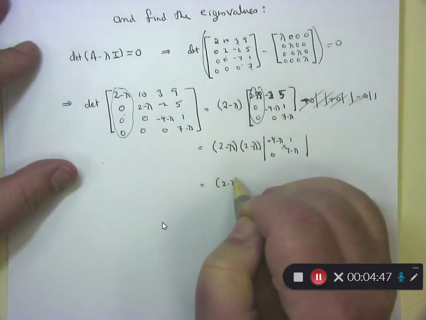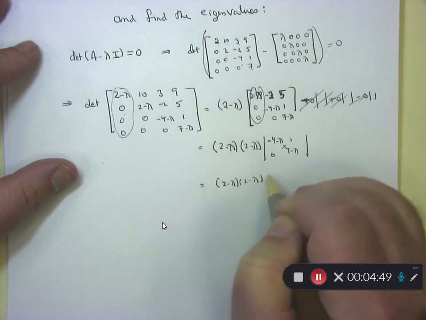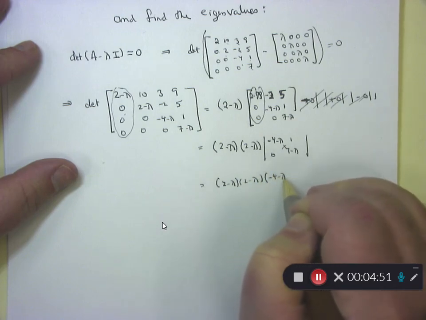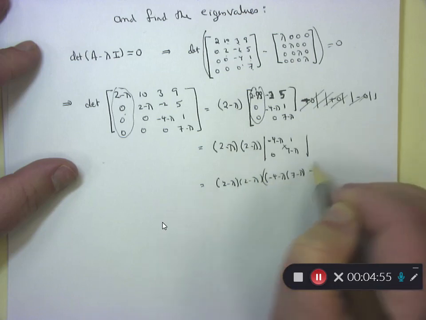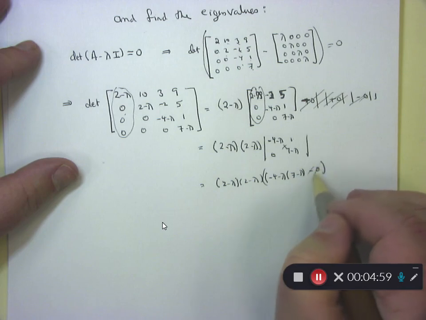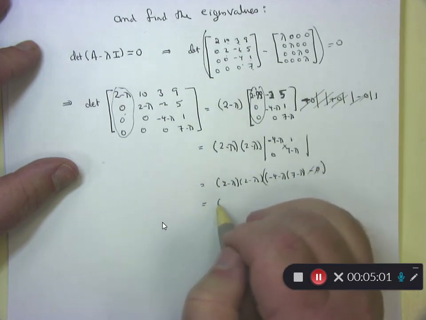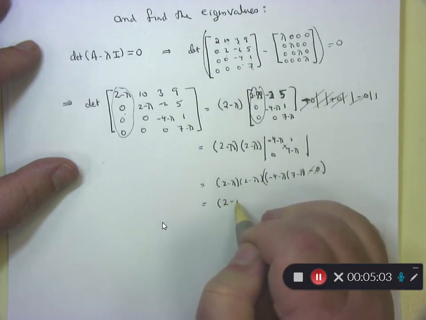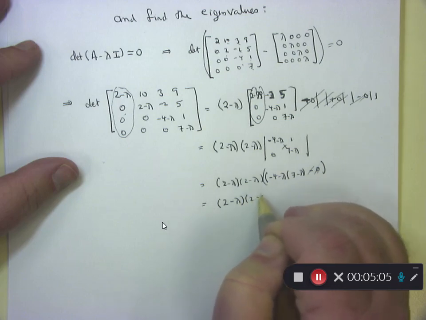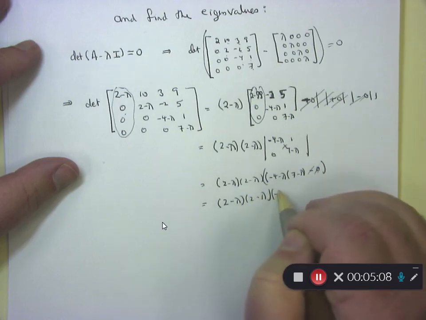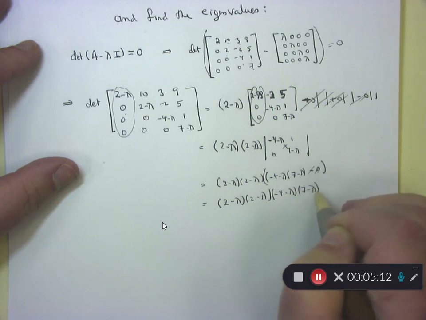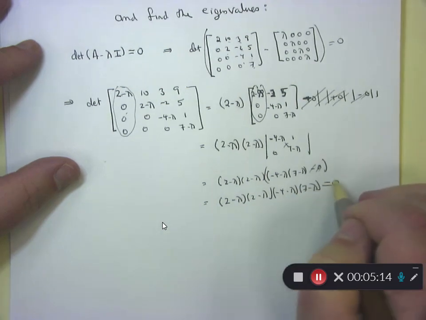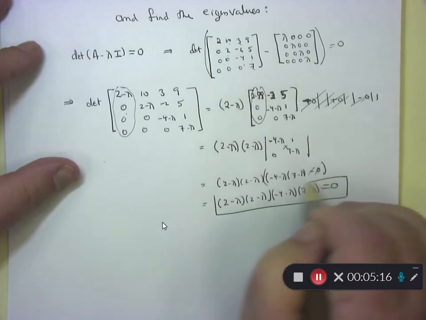Main diagonal minus off diagonal gives you this: 2 minus lambda times 2 minus lambda times negative 4 minus lambda times 7 minus lambda, minus 1 times 0 is 0. But minus 0 goes away, so I get my characteristic equation of 2 minus lambda times 2 minus lambda times negative 4 minus lambda times 7 minus lambda, and then set it equal to 0. There is the characteristic equation.